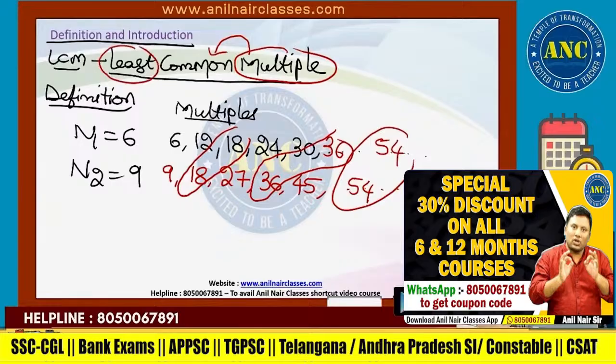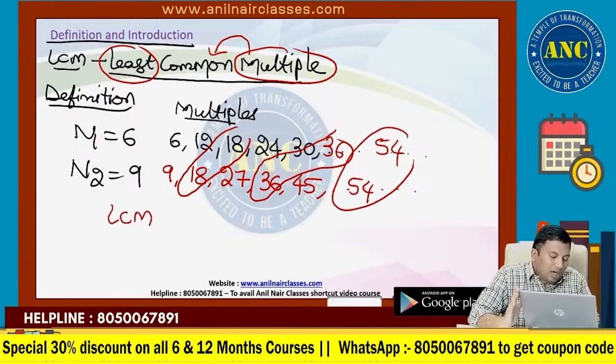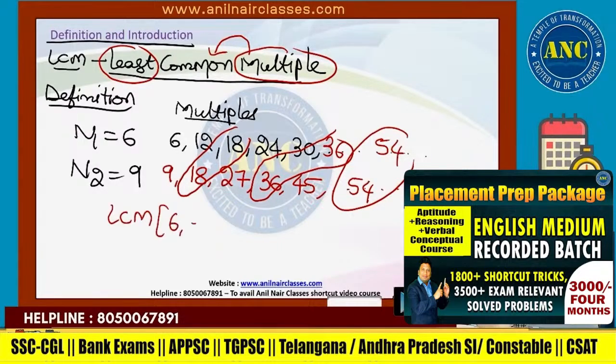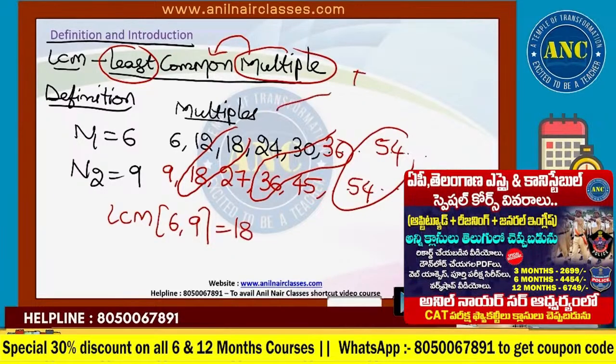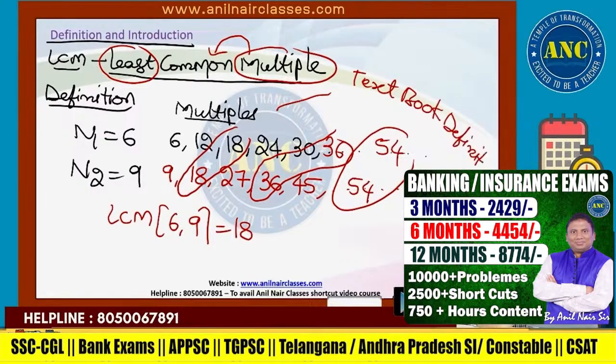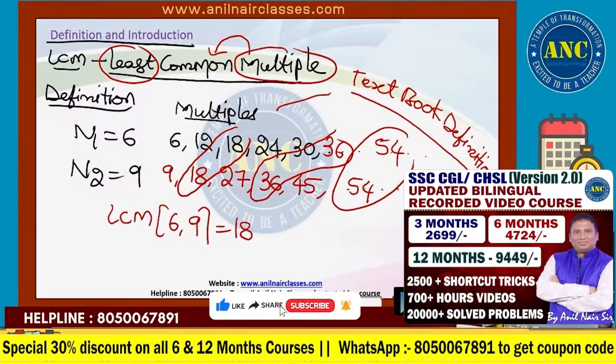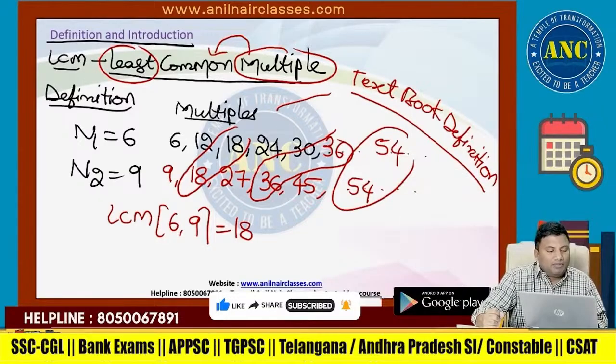Take the smallest number among the common multiples. The smallest number among the common multiples is 18. So the LCM, least common multiple, of 6 and 9 is 18. This is the textbook definition of LCM. This is how the LCM is defined in textbooks. We will see various flavors of finding the value of LCM of the given numbers.